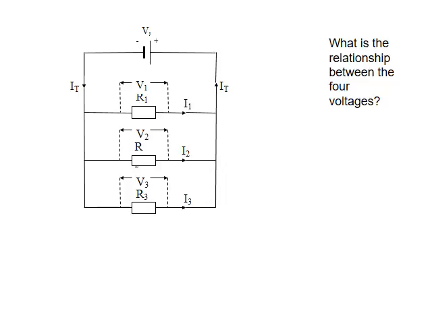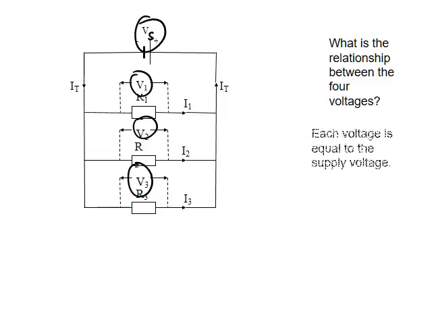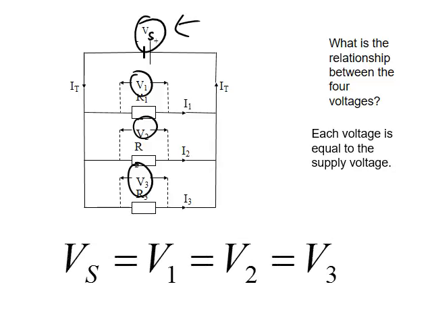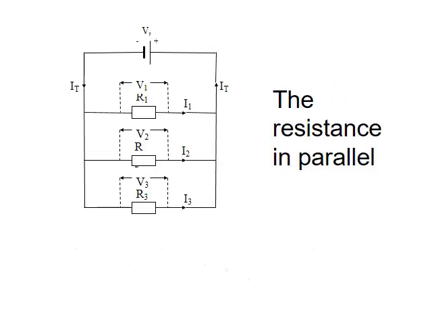Again, parallel circuit. So what is the relationship between the four voltages, V1, V2, V3, and the total voltage of the system, Vs? Being a parallel circuit, each will be equal to the supply voltage. So Vs equals V1 equals V2 equals V3. Again, we should know this from previous lessons.